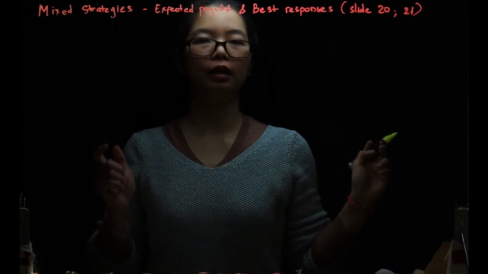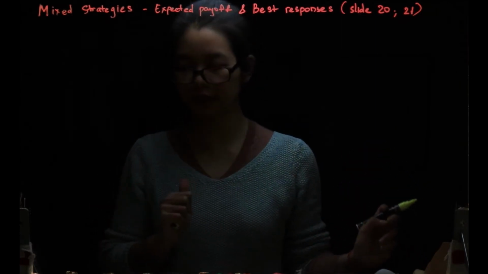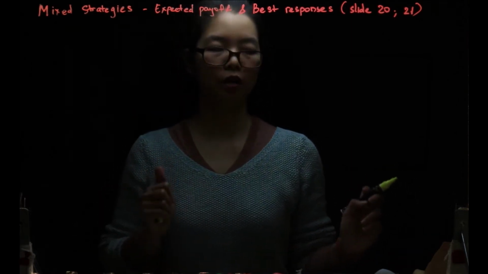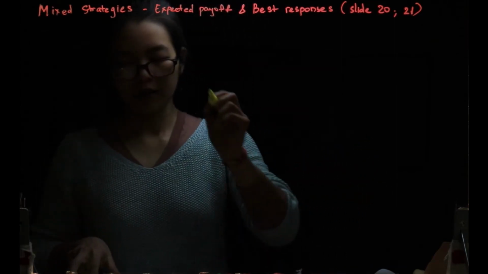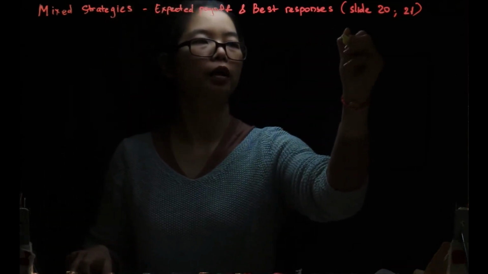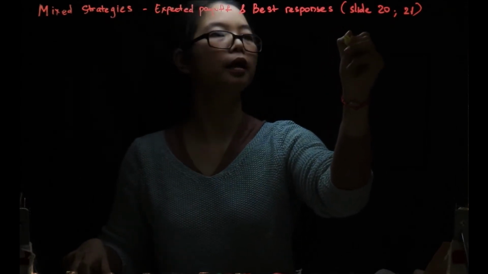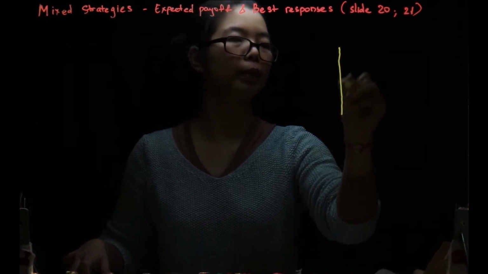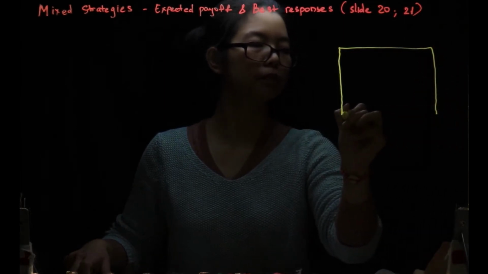Now we generalize it with the notation of probability, as I showed you on the previous slide, and also think about the best response of each player. But let's first write the normal form up again. So you would have something like this, a matrix, 2 times 2, right?